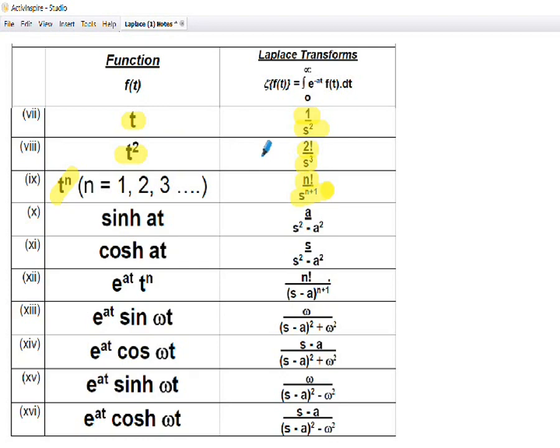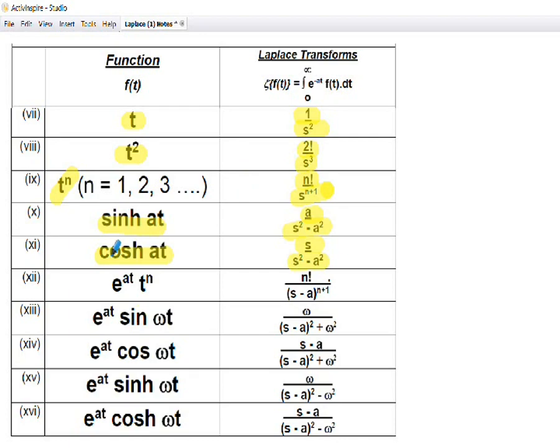Don't forget factorials, we've come across them before in our binomial theorem. So factorial 3, for example, would be 3 times 2 times 1. Factorial 4, 4 times 3 times 2 times 1. For other functions, we've got hyperbolic functions shown. The sinh of at is a over s squared minus a squared. We've got the cosh of at, s over s squared minus a squared.